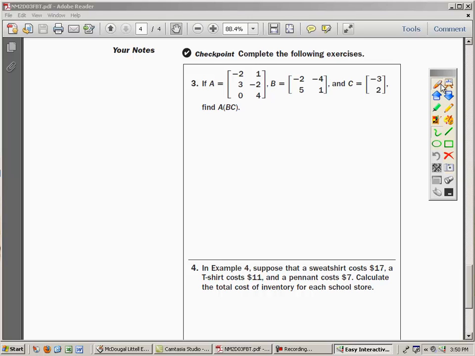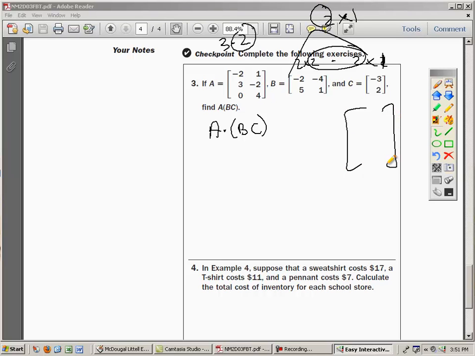All right, so first we want A times BC. First of all, we have to determine if B times C is even possible. This is a 2 by 2, and this is a 2 by 1, sorry. And so the result of B times C is going to be a 2 by 1 matrix. Matrix A is 3 by 2. And so since these two match, the result of this whole thing is going to be a 3 by 1, 3 rows by 1 column matrix. Again, it's those bookend numbers that help us to determine our dimensions.